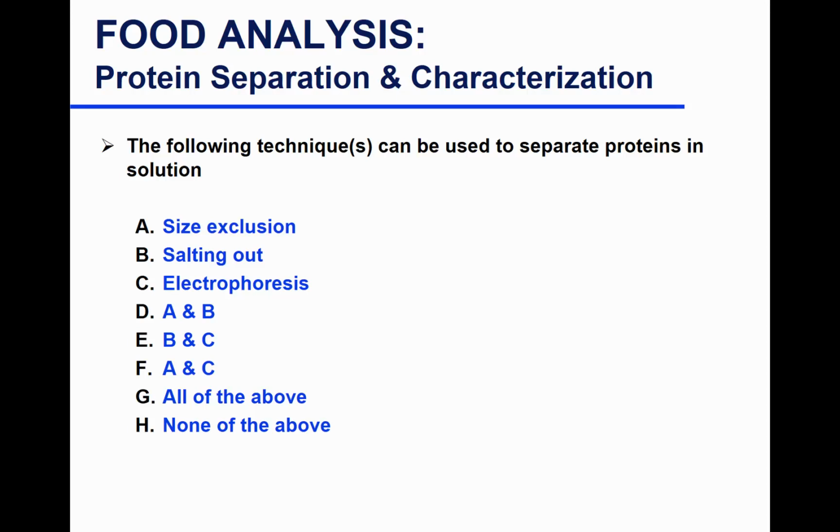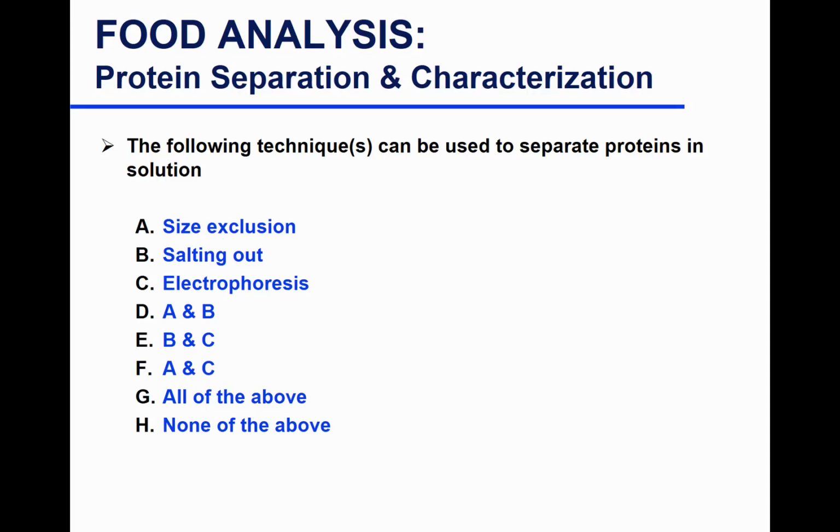B? Sam? You were going to say B, Sam? I was going to say all A, B, and C. Yes? It's actually all of the above.